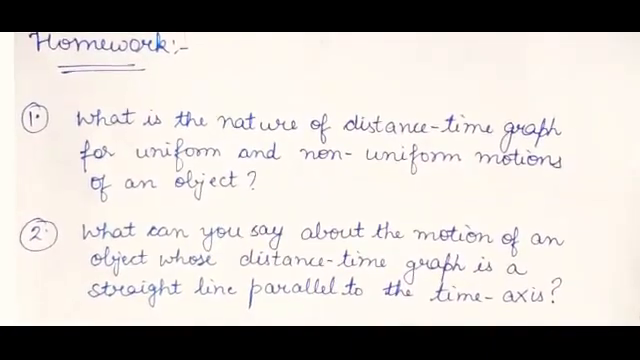So what is question number 1? Write down. What is the nature of the distance time graph for uniform and non-uniform motion of an object? Question number 2. What can you say about the motion of an object whose distance time graph is a straight line parallel to the time axis? So these are the two questions for your homework.